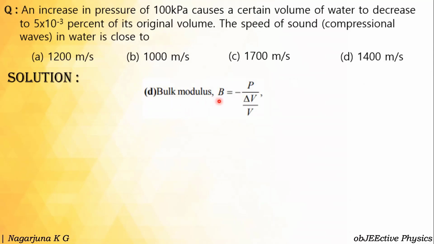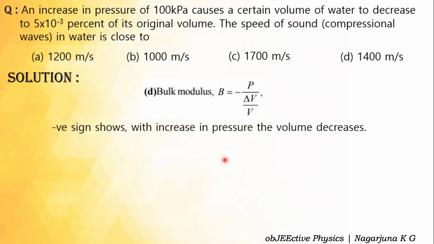Solution. Bulk modulus B is equal to minus P divided by delta V by V, volume stress divided by volume strain. In the above formula, the negative sign shows that with increase in pressure, the volume decreases.